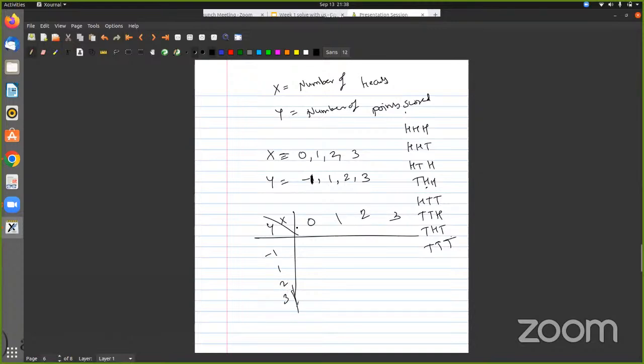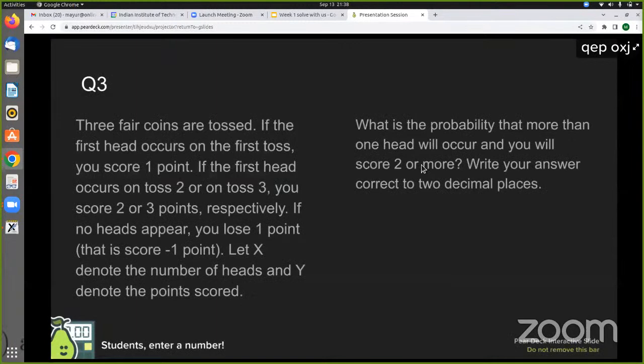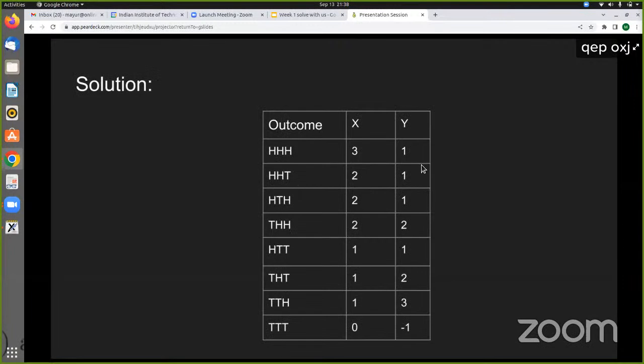However you find it, I don't mind. You just try to find the probability that more than one head will occur, and you will score 2 or more. Okay, 1 minute. Let's do it.